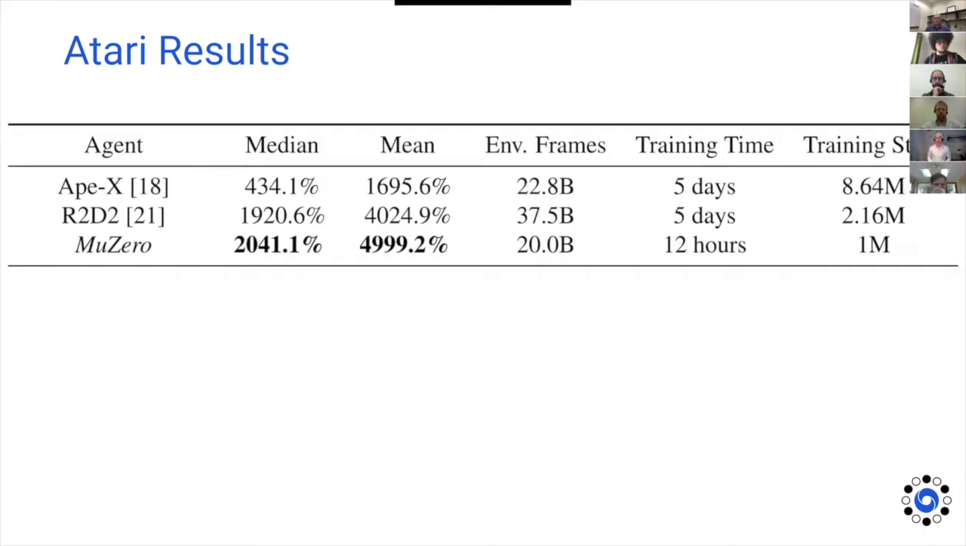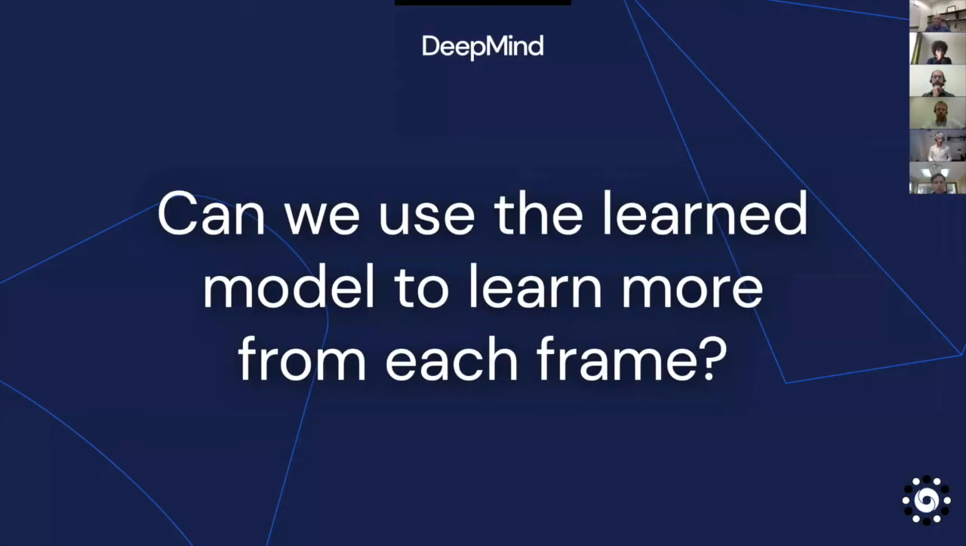Which also brings us to the next main point that we worked on. Now that we have such a learned model, can we actually use it to learn more from each frame? Can we use it to get a lot more out of our data? Similar to how we as humans might reflect upon our past experience in our head.